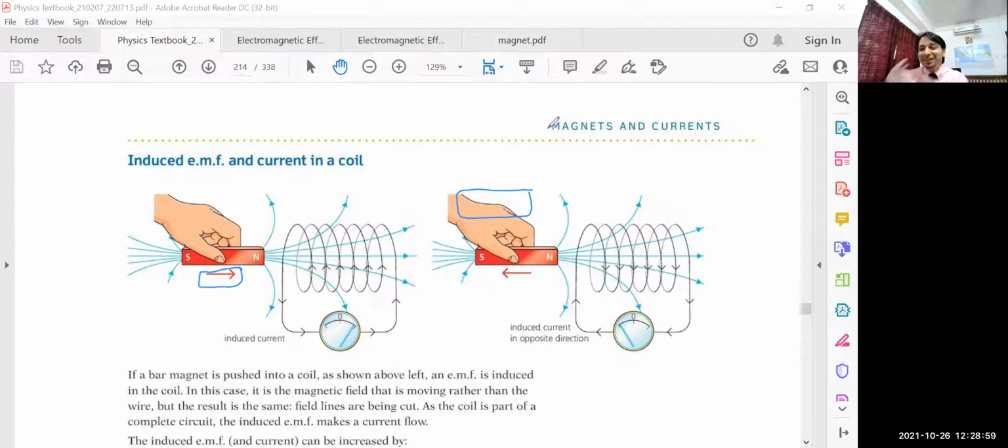Now, current is induced in a coil by the movement of the magnet towards the coil. But Lenz's law states that the current adjusts in such a way that it can oppose the creator of the current in this case. How? Let me explain now, children.